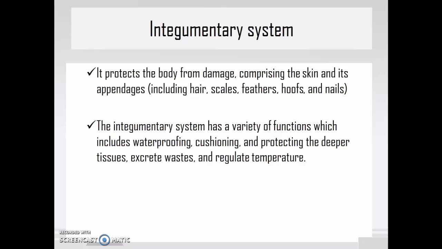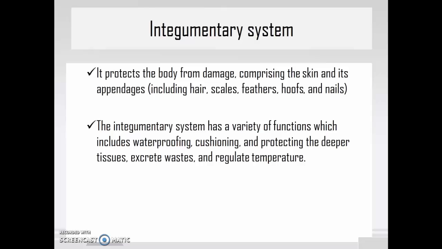The integumentary system has a variety of functions which include waterproofing, cushioning, and protecting the deeper tissues, excreting wastes and regulating temperature. When it comes to the excretory role of the skin, it's the secondary excretory organ, and we release urea, carbon dioxide and excessive moisture through sweat. Our human body temperature is about 37 degrees centigrade. That's the optimum temperature at which all the body enzymes work. If the temperature goes up or down, we won't be able to survive.